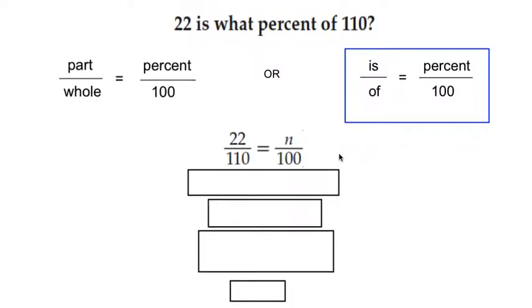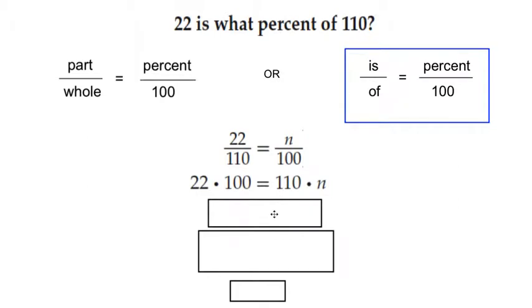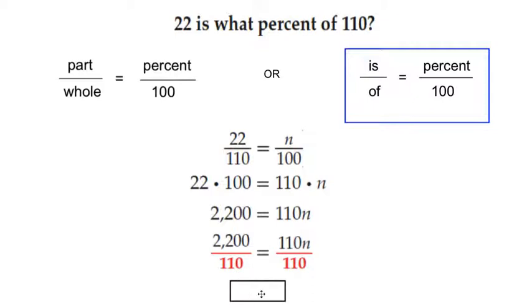So now once you have it in this form, use your cross multiplying. You get 110n is equal to 22 times 100. And then we're going to go ahead and divide by 110. And we end up with n equal 20. So 22 is 20% of 110.